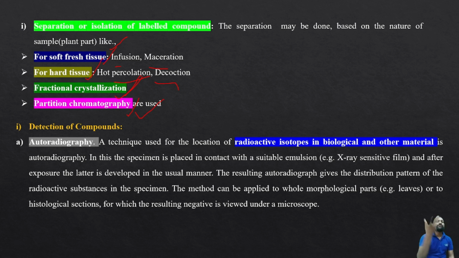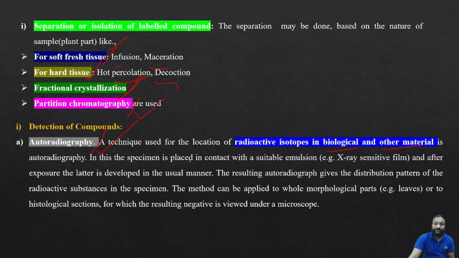But we need to detect the compounds even though it has traveled along with all the precursors. How can you say what type of precursor, what type of things are there? In order to know that, we should detect the compounds. For this detection of compounds, we should have a technique called autoradiography. This technique is used for location of radioactive isotopes in biological and other material.